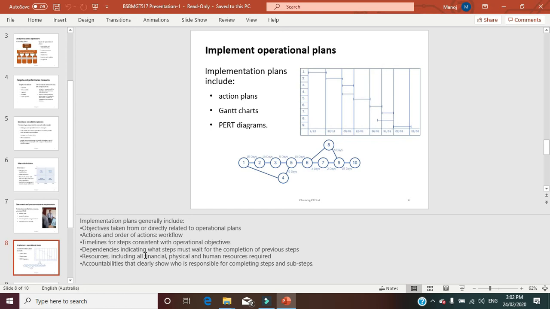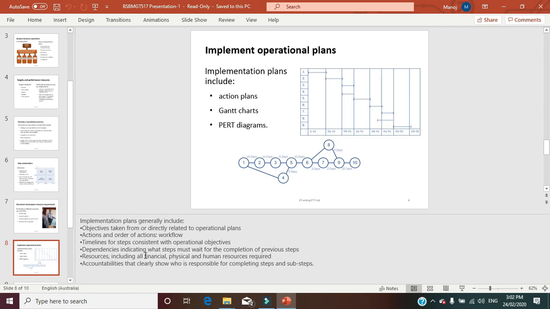You know what kind of resources you are going to use. Now you have to start making a plan. Those plans can include action plans, Gantt charts, which is very popular nowadays, and then PERT diagrams, okay, PERT diagram.